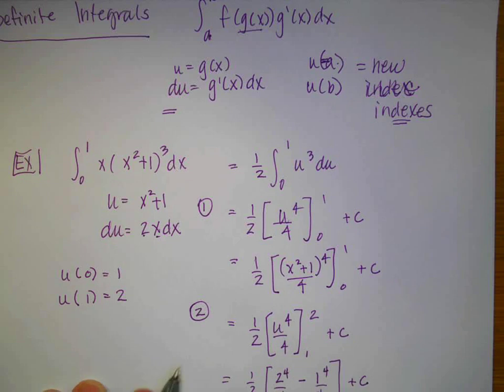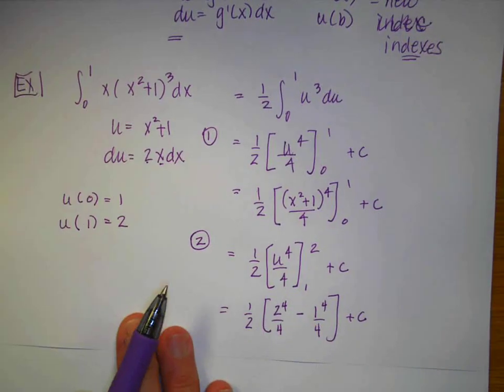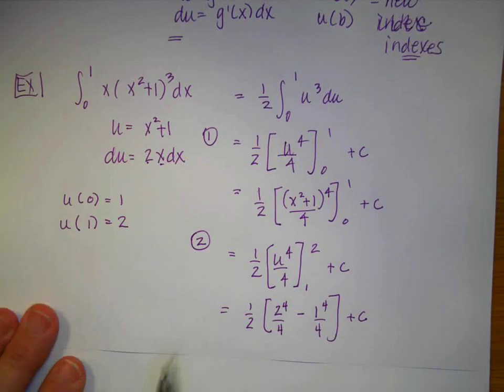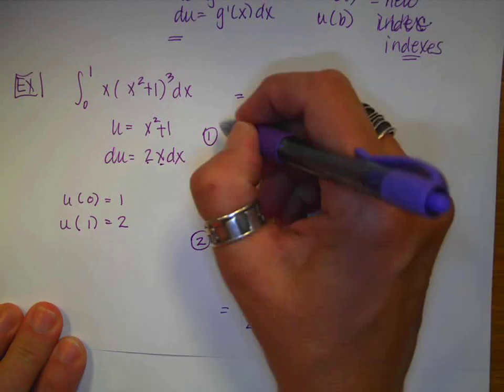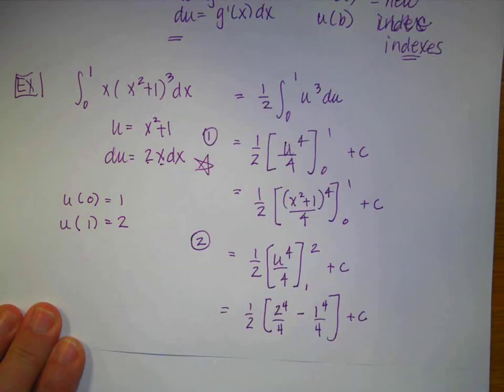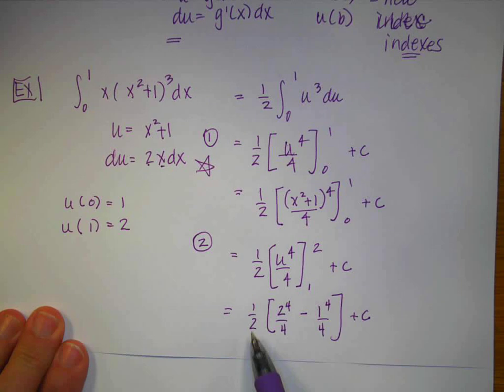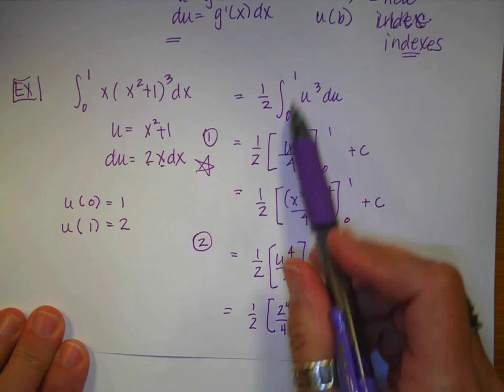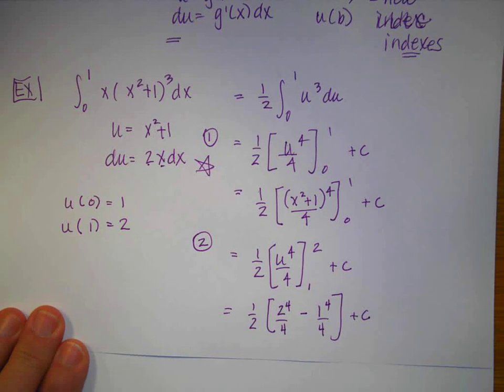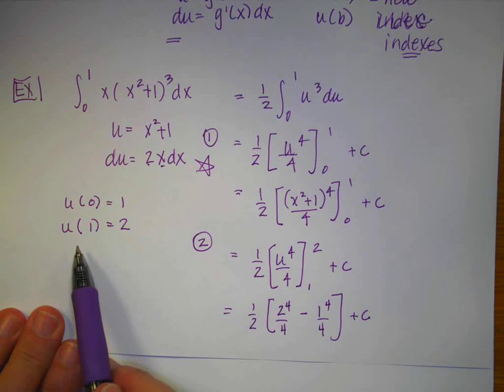But notice when I get to here, I'm evaluating the original function. So it really doesn't matter which method you choose. My personal preference is the first method, so this is what I like to do. I only do this if, when I'm doing the problem, I notice that my integrand limits have been changed.